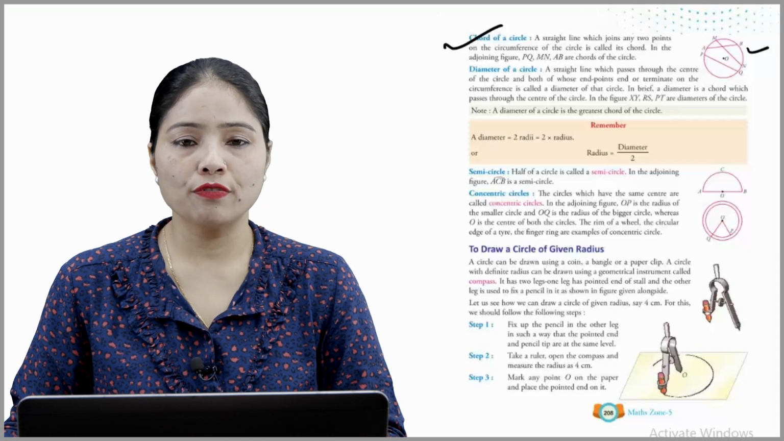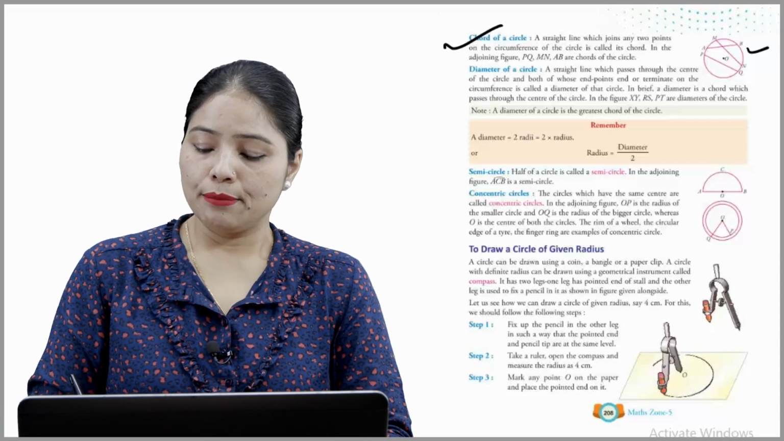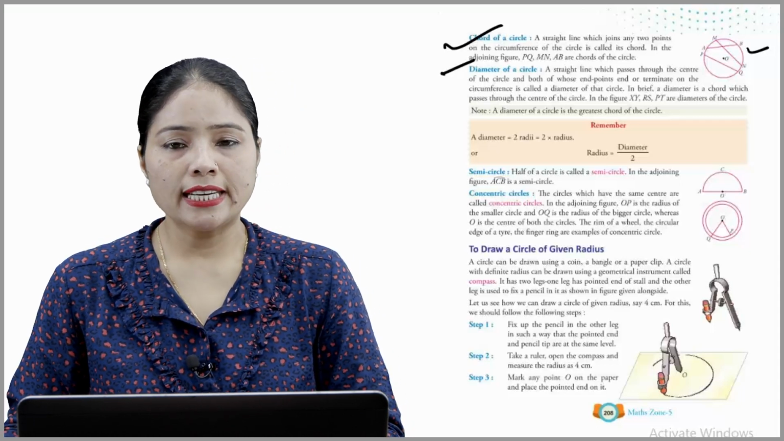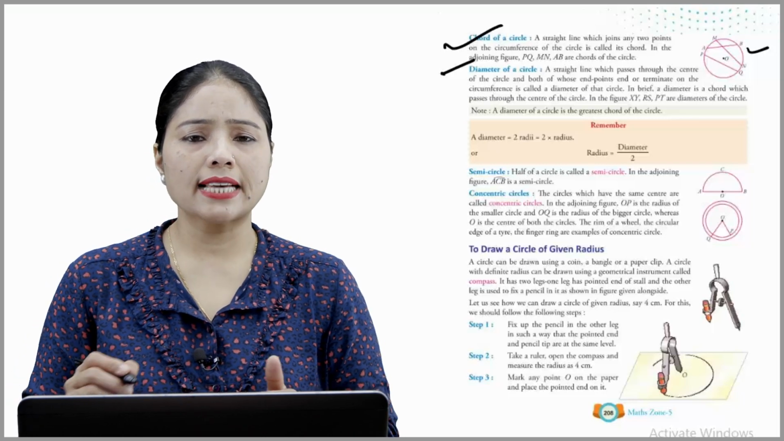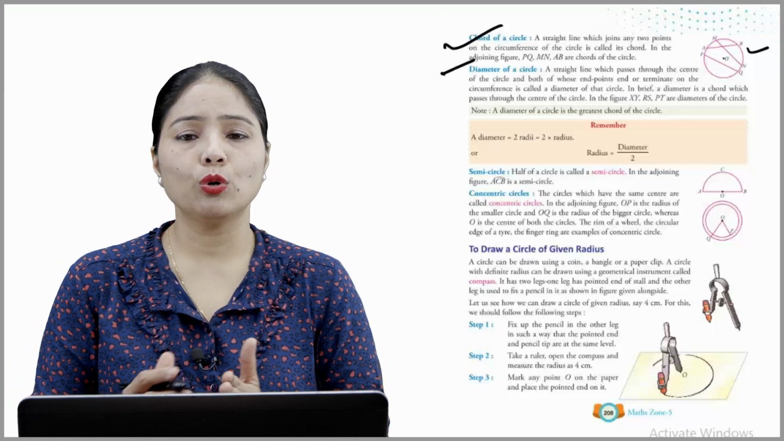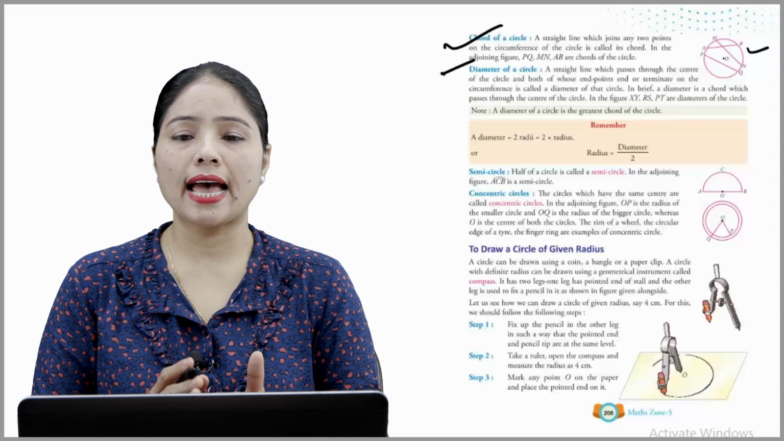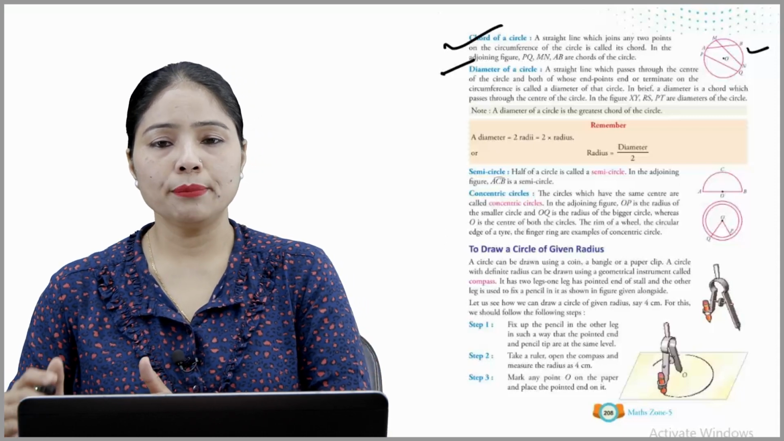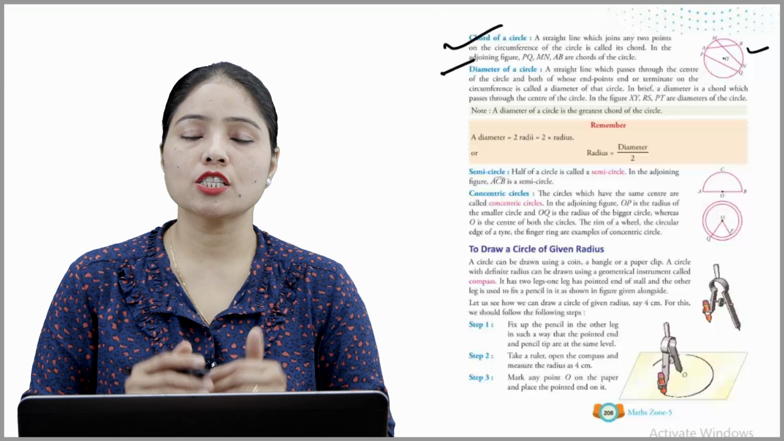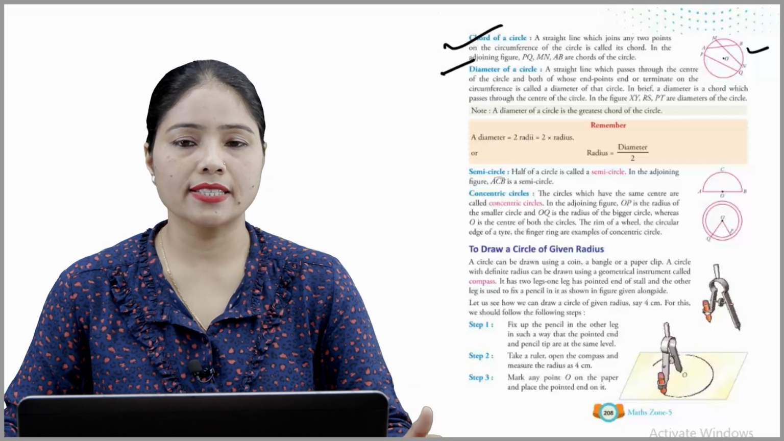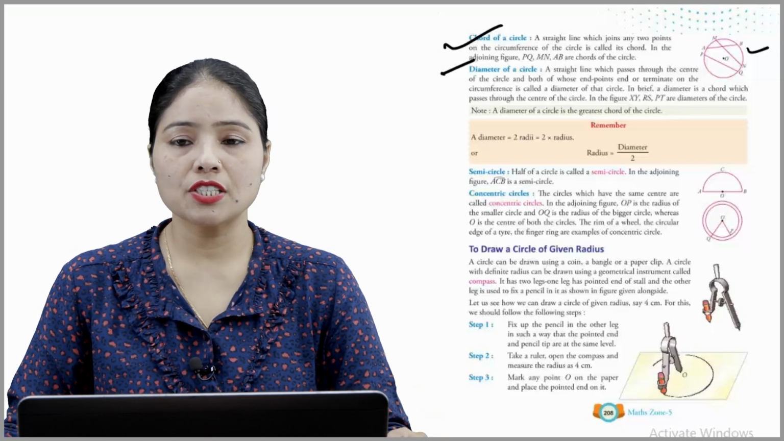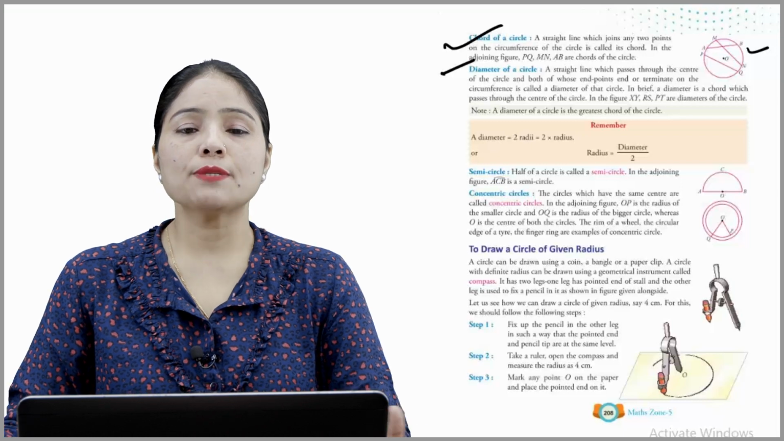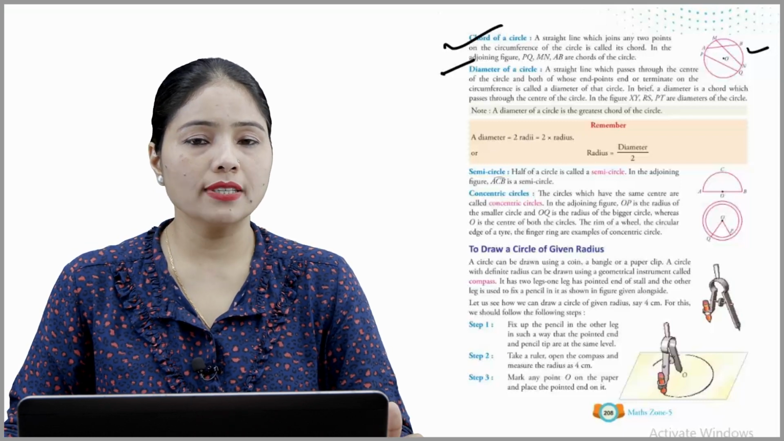Now diameter of a circle. Diameter of a circle क्या होता है? A straight line which passes through the center of the circle and both of whose endpoints terminate on the circumference is called the diameter of that circle. In brief, a diameter is a chord which passes through the center of the circle.